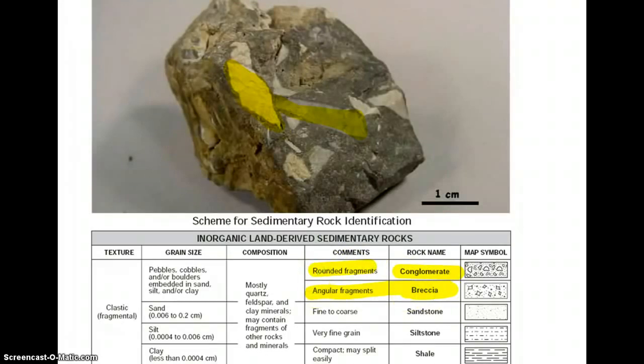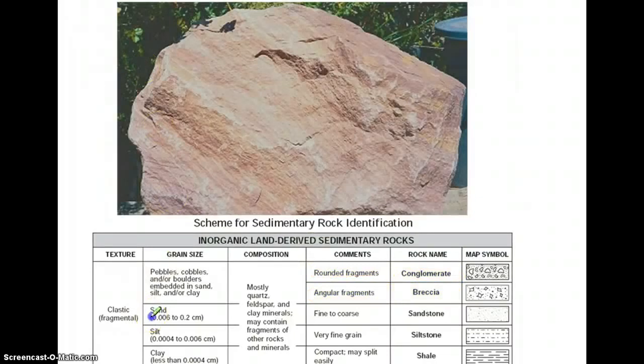So again, conglomerates have rounded fragments, breccias have angular fragments. Now, if a rock has smaller pieces, let's say that the individual grains range from 0.06 of a centimeter to 0.2 of a centimeter, we would call that rock sandstone. Sandstone is pretty easy to identify because when you feel it, it feels pretty coarse. It feels rough like sandpaper.